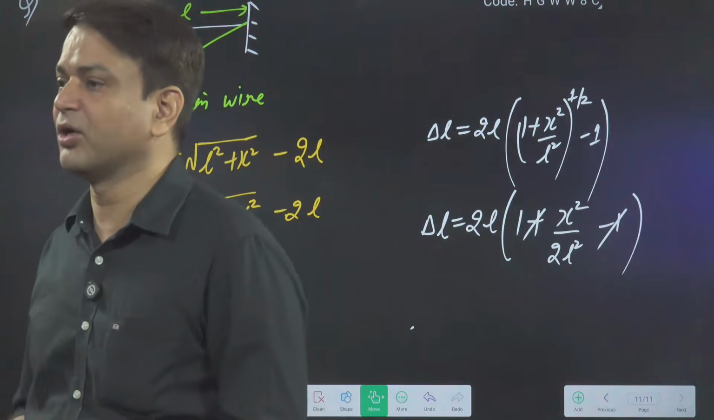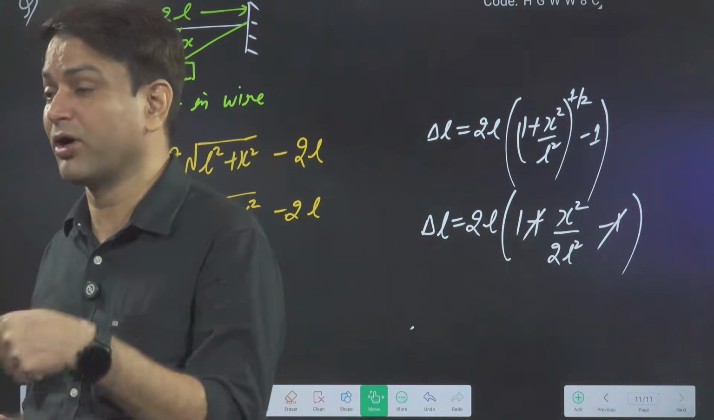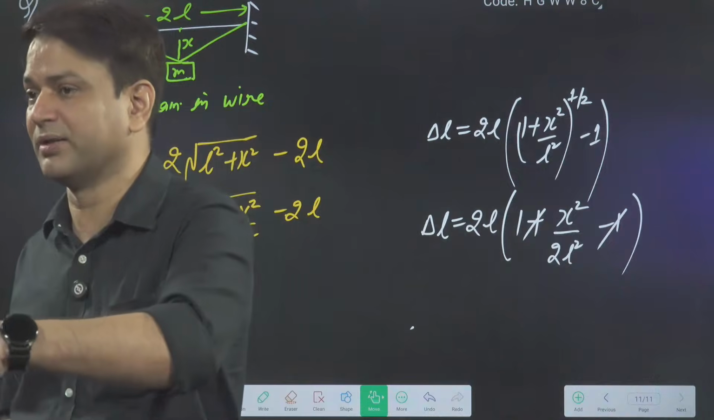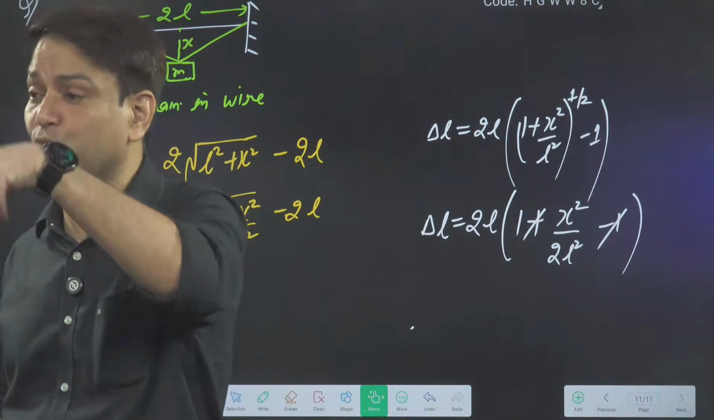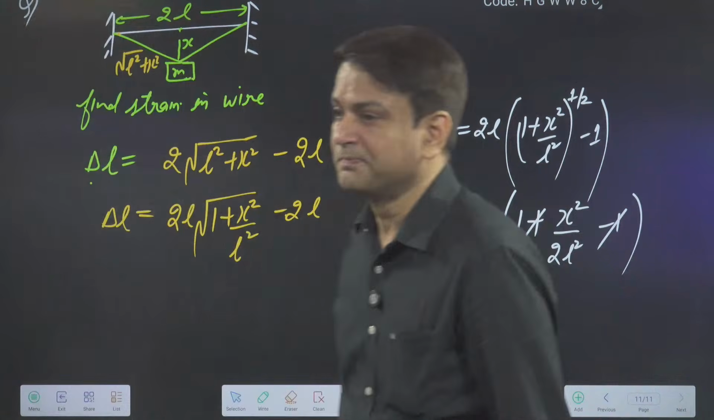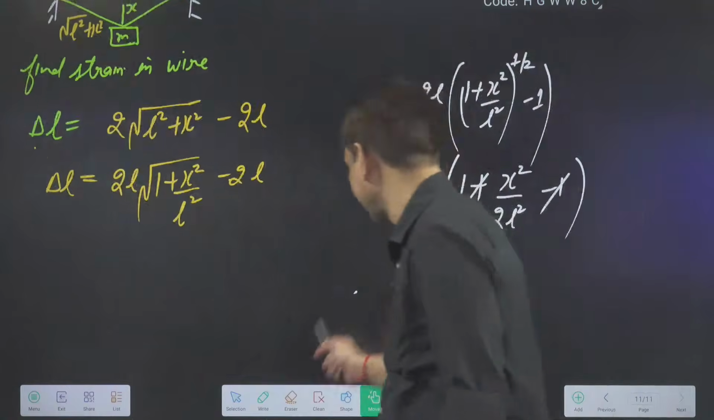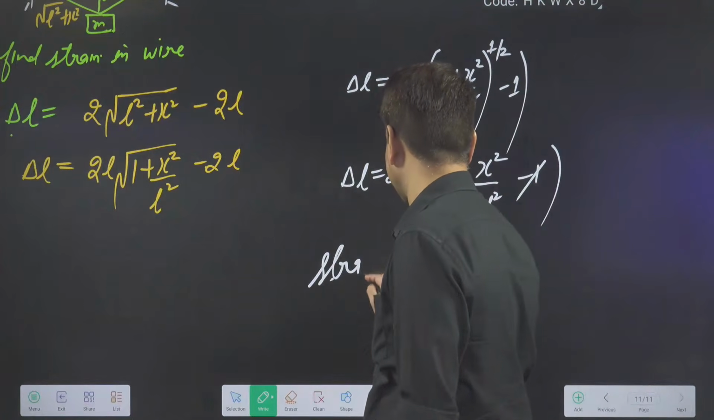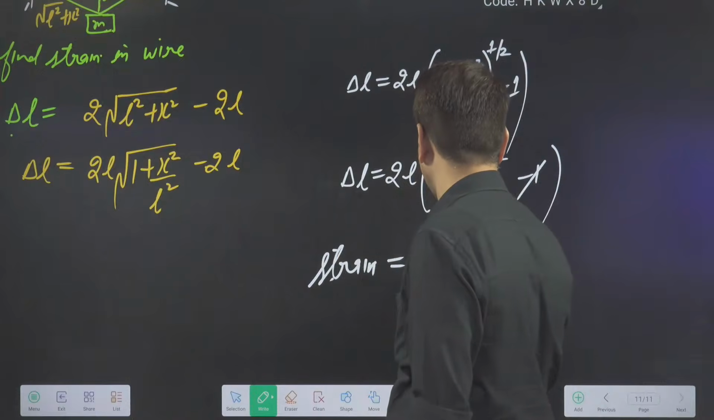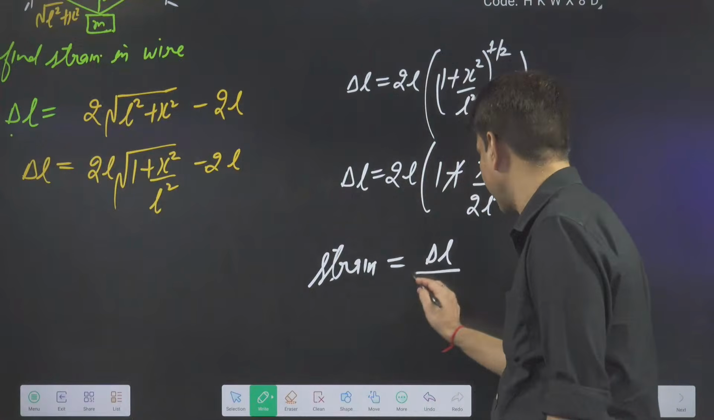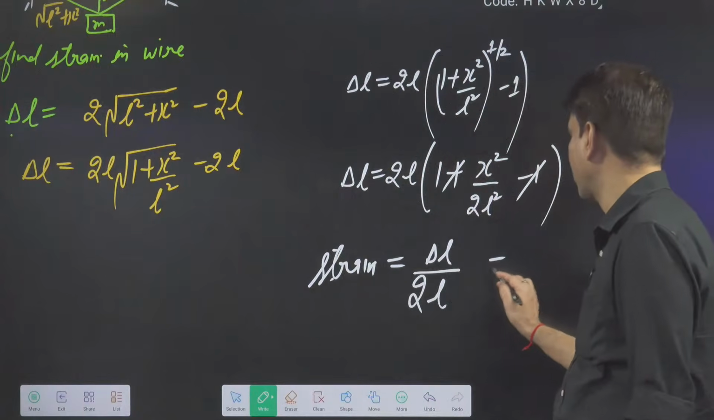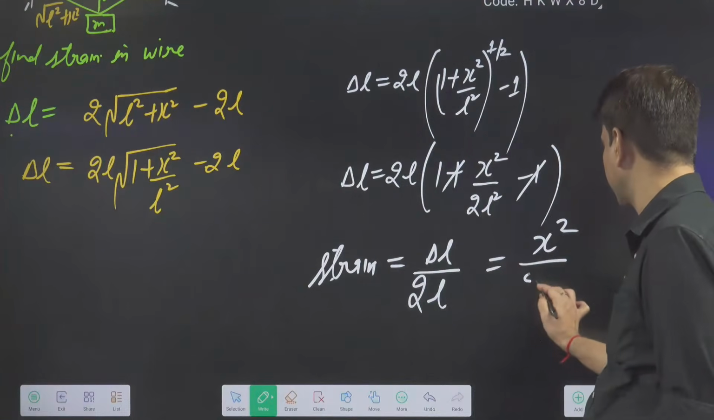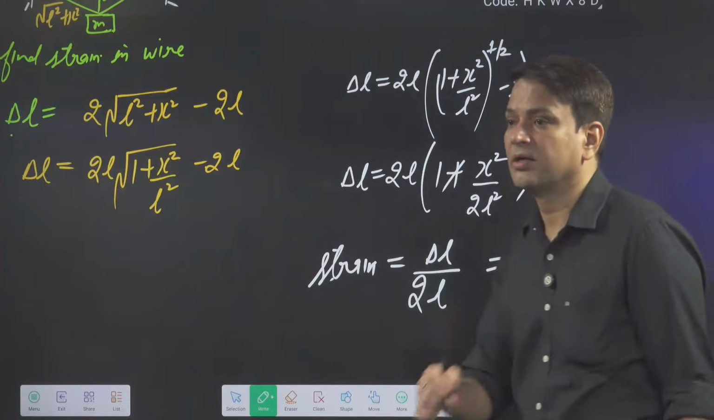What is the original length here? 2L. So what is the strain here? Delta L by 2L. Are you getting it or not? So strain is equal to change in length, and change in length is delta L, and the original length is 2L. So this value will come to X square by 2L square.